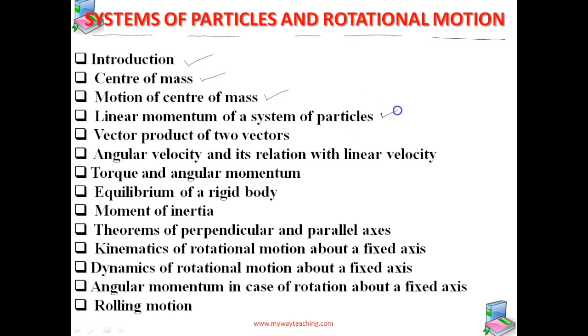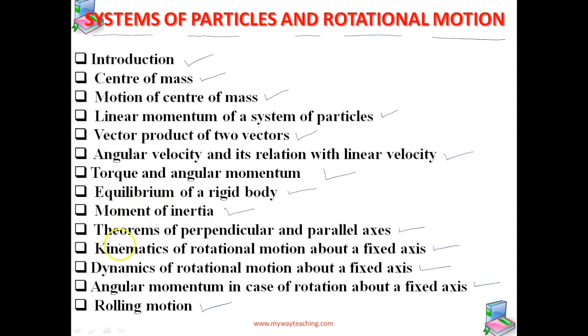a system of particles, vector product of two vectors, angular velocity and its relation with linear velocity, torque and angular momentum, equilibrium of a rigid body, moment of inertia, theorems of perpendicular and parallel axis, kinematics of rotational motion about a fixed axis, dynamics of rotational motion about a fixed axis, angular momentum in case of rotation about a fixed axis, and rolling motion. So we are going to study all these in this particular chapter.